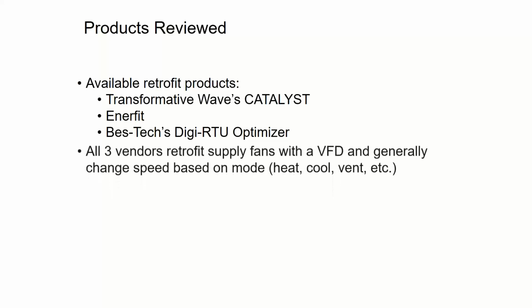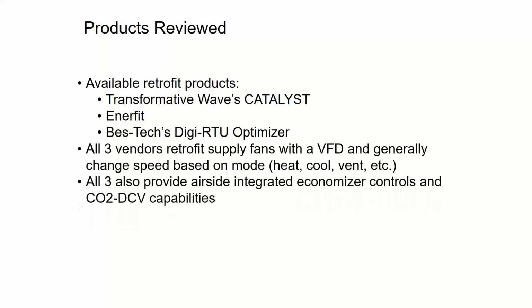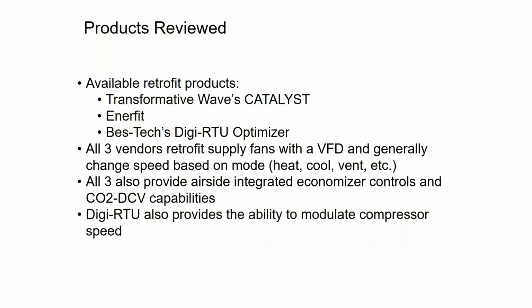They looked at those 3, they picked one of them, and what they did on these systems is they changed the fan speed to run in 3 different modes, heating mode, cooling mode, and ventilation mode, in addition to doing the economizer and demand ventilation that we had previously talked about. One of the manufacturers also modulates compressor speed.